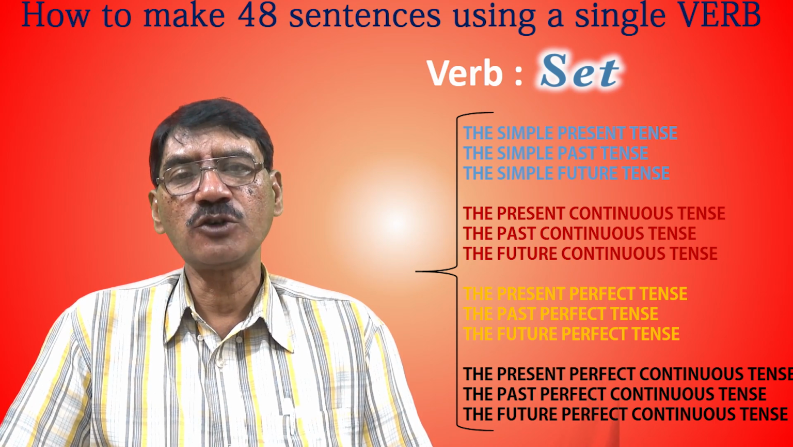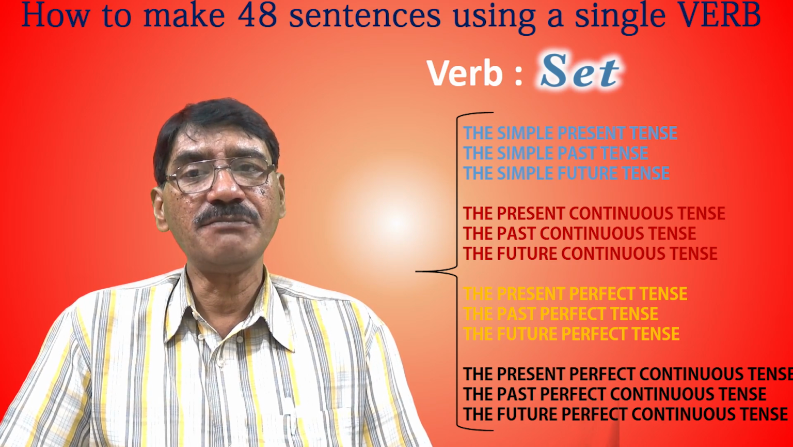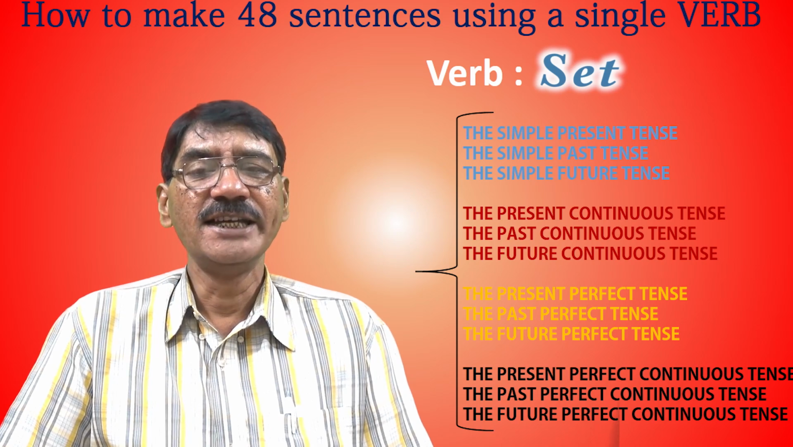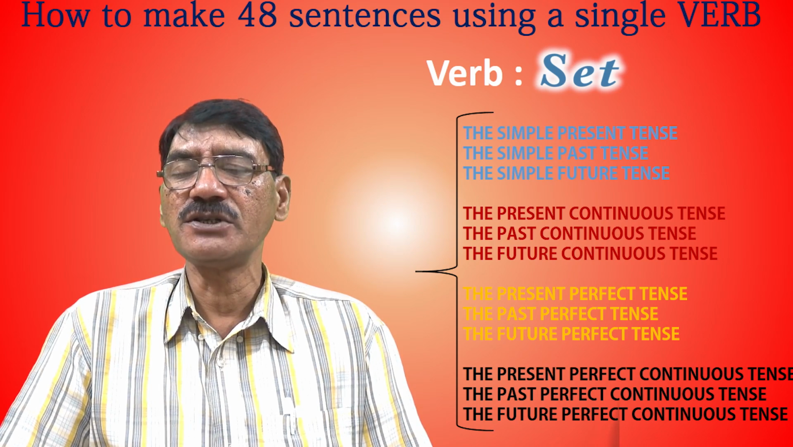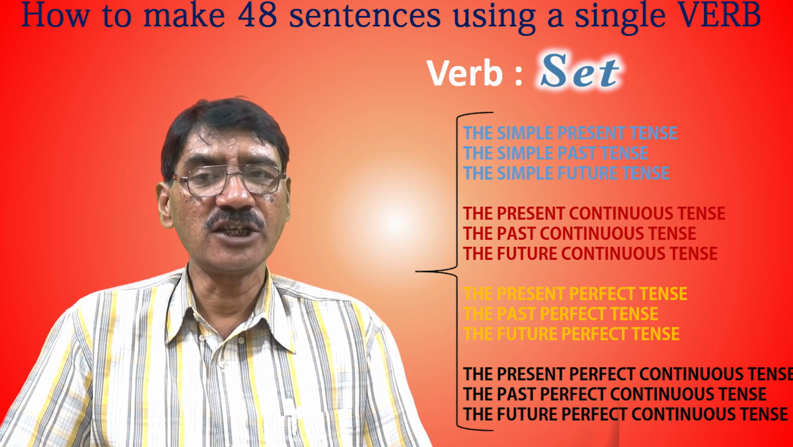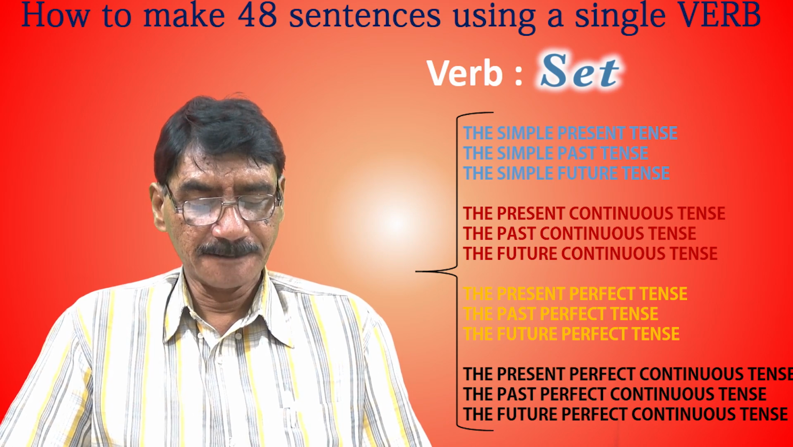She had been setting question papers. She hadn't been setting question papers. Had she been setting question papers? Hadn't she been setting question papers? She will have been setting question papers. She won't have been setting question papers. Will she have been setting question papers? Won't she have been setting question papers?